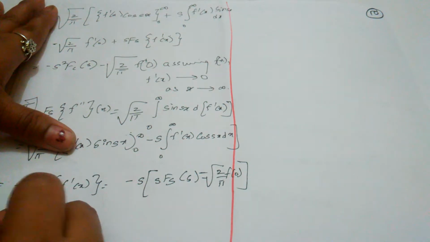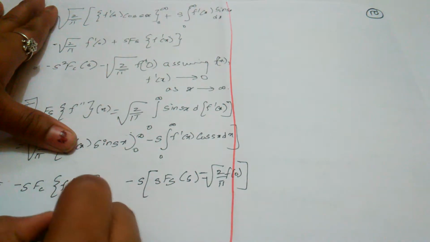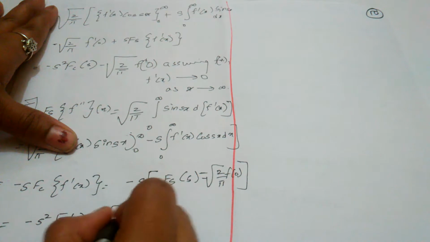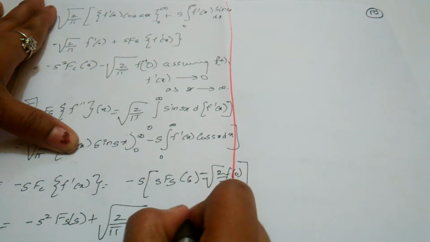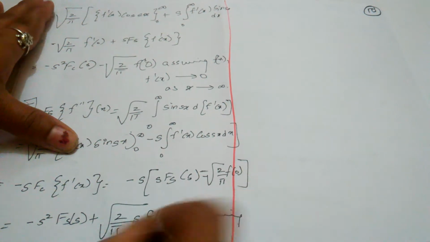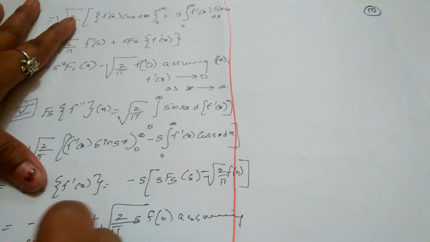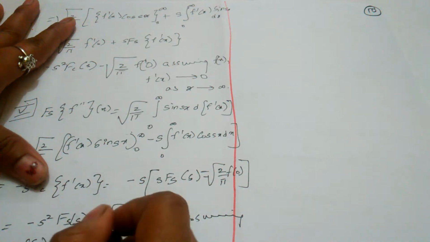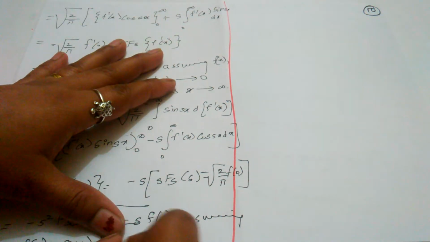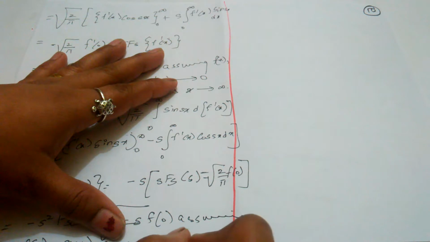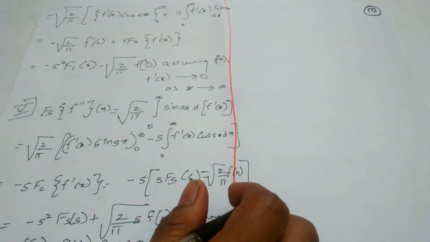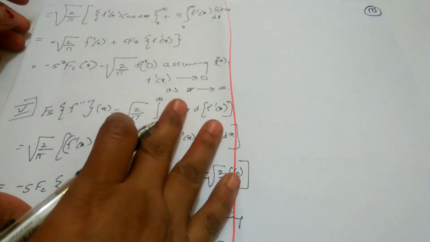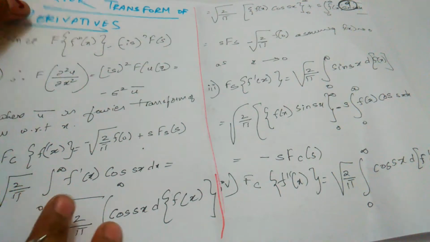So this gives me minus s squared F_s of f plus square root of 2 by pi s f of 0, assuming the values of f of x and f dash of x are 0. Why? Because x goes to infinity. So with this, we have completed the topic called the Fourier transform of derivatives.